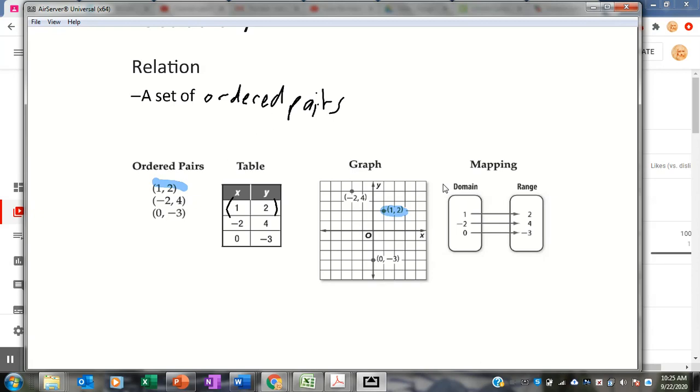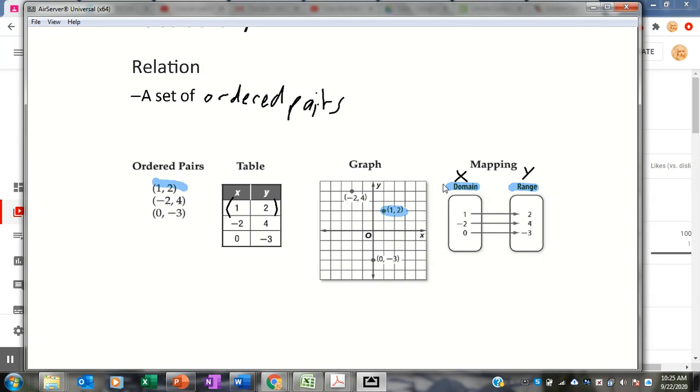Now, the mapping is probably the one that you're not familiar with. What a mapping does is it lists all the x values in one column, and we call those x values a domain. And then it lists all the y values in a second column, and we call those the range. So the domain is the x's, the range is the y's, and then it simply draws an arrow from each x to each y.